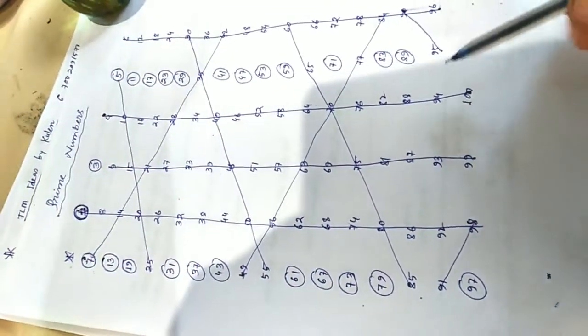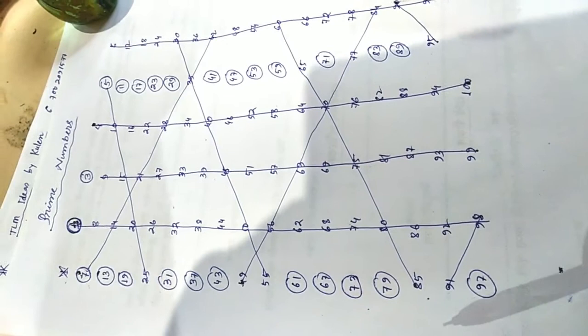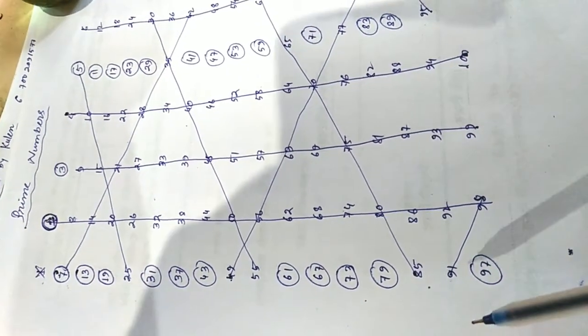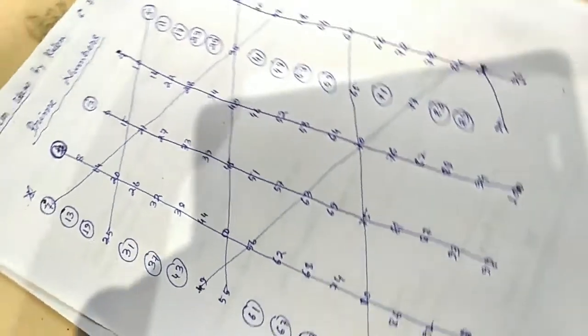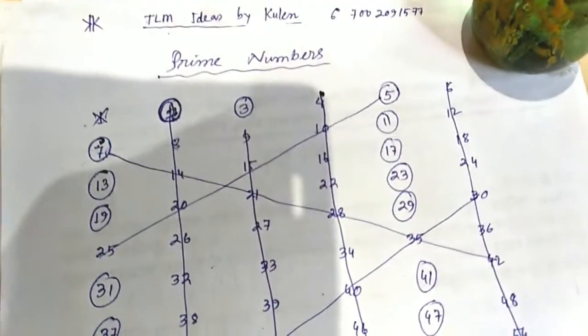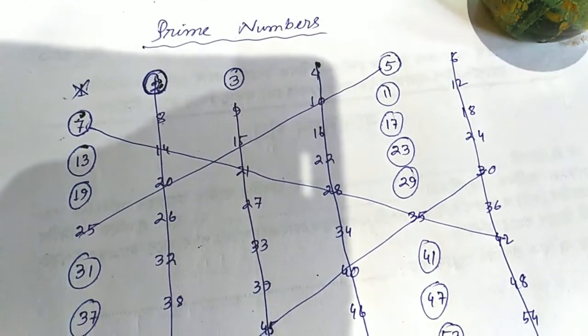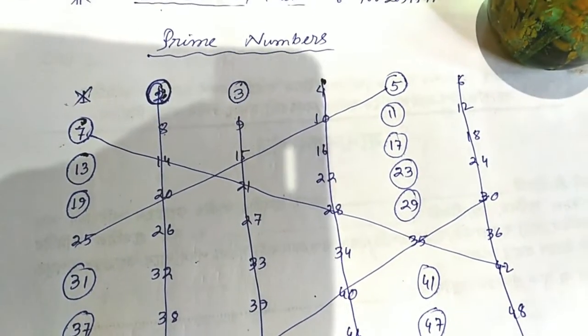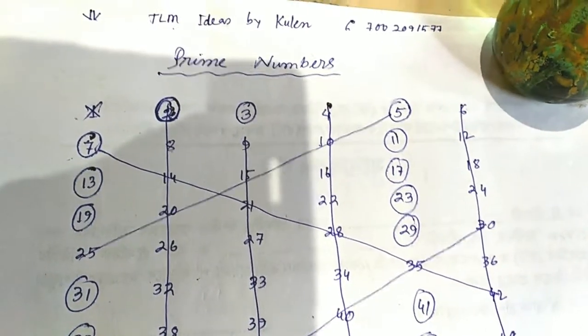Look at it nicely. Only the round figure numbers remain, and these are the prime numbers between 1 and 100. So this is the way to remember all the numbers quickly and easily. Okay, now let us come to another chapter.